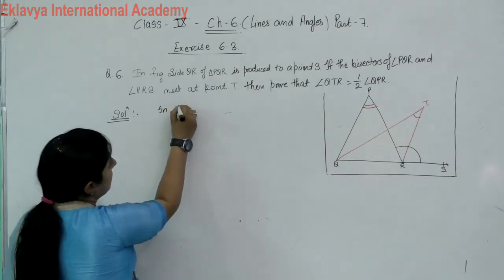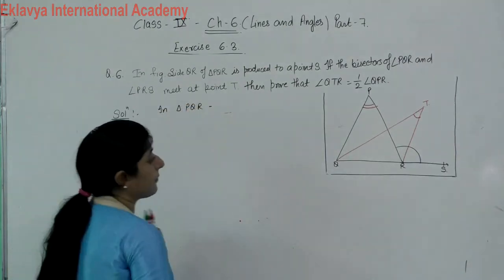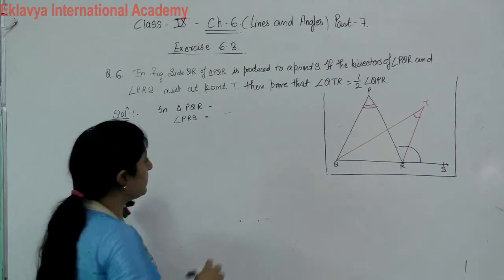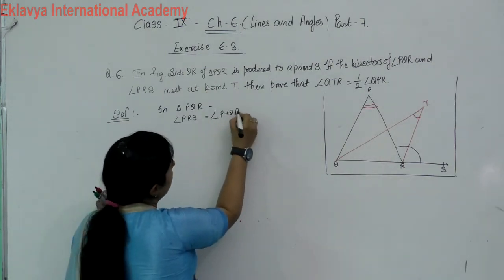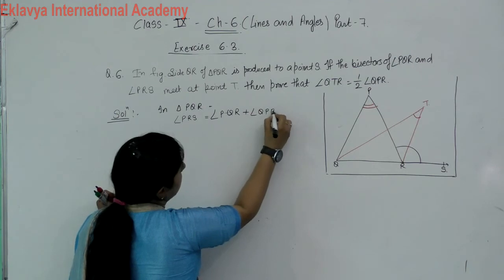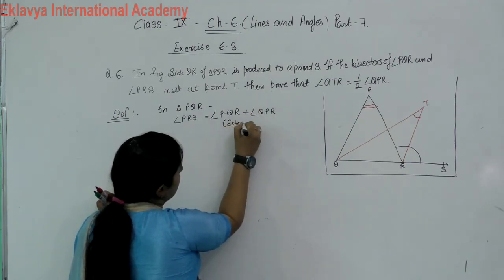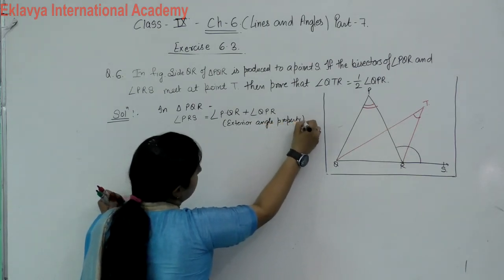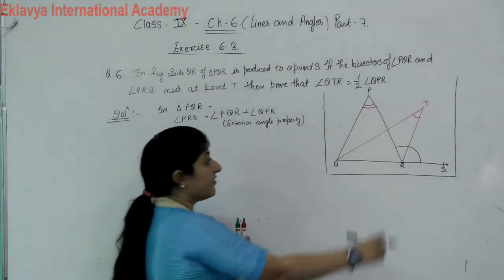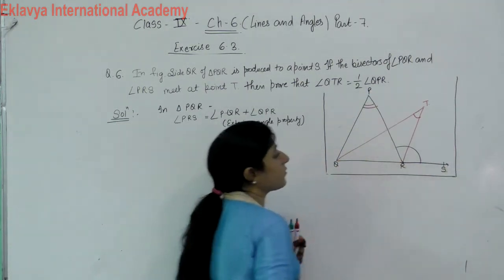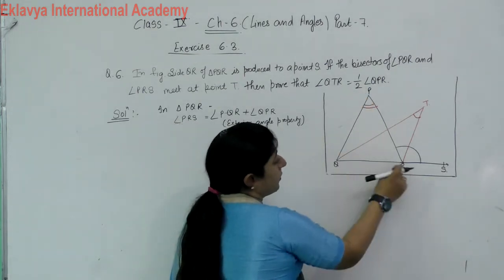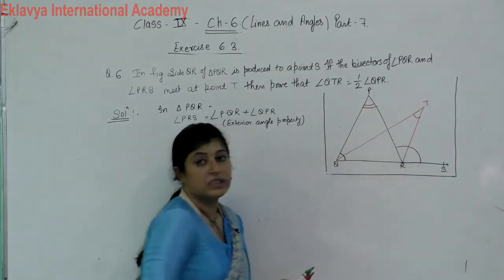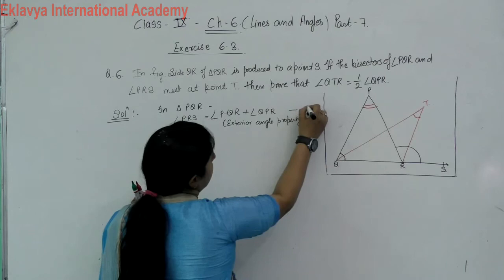In triangle PQR, we can write down angle PRS is equal to angle PQR plus angle QPR, by the exterior angle property. Yes or no? That we can write down PRS is equal to PQR, it means this angle, and QPR. We can take this as our first equation.